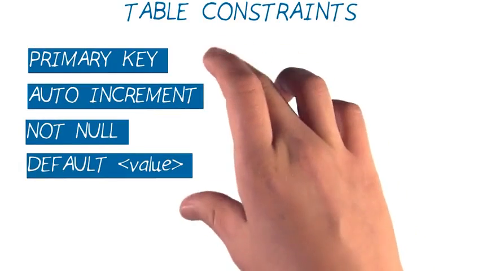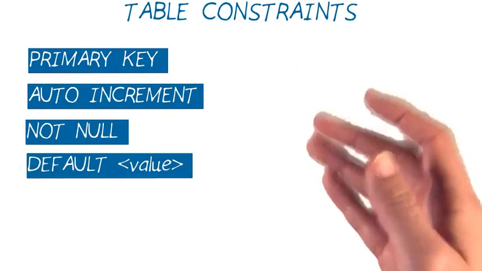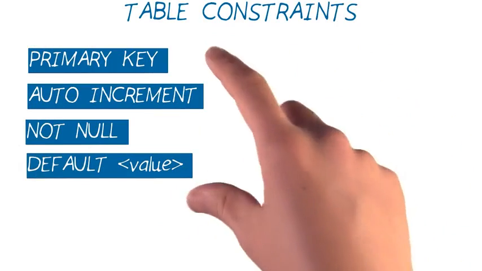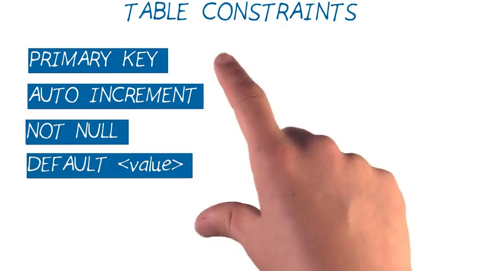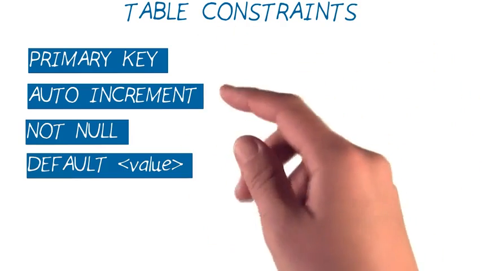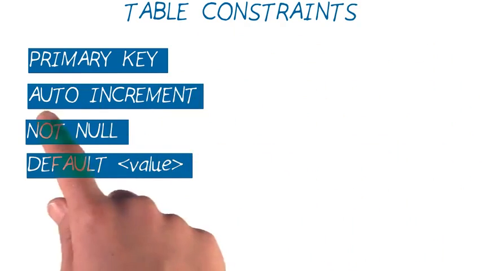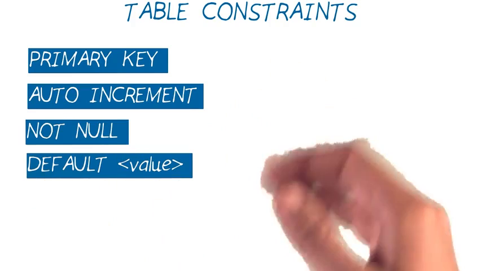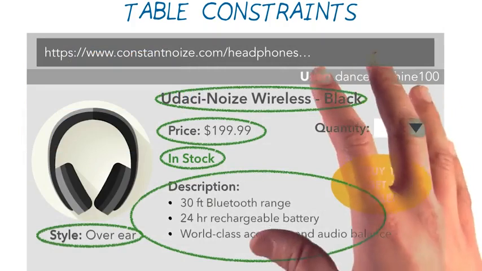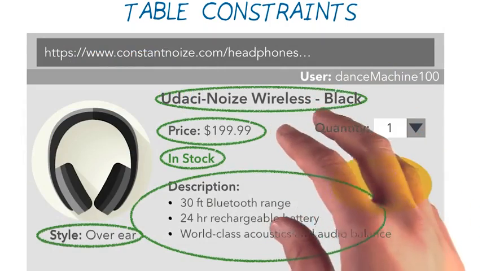SQL has some easy keywords that we can add to the columns to help us avoid this. Note that these are just a small subset of all the attributes available to you, but these are going to be the important ones for us in this table. The ones I've listed here are primary key, auto increment, not null, and default. Let's see these at work and how they affect our headphones example from before.